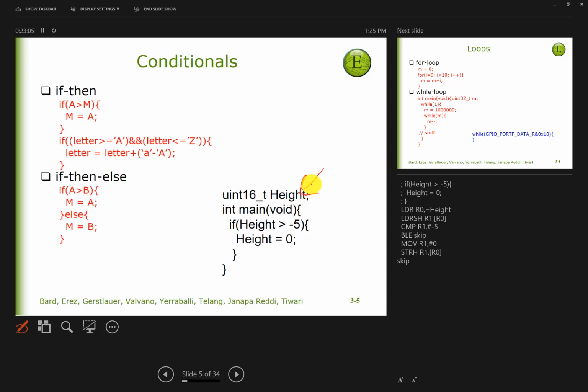So, for instance, if I want to do something or something else, I can use the if statement. The if statement takes, inside the if, a Boolean. So A greater than M, we're assuming A and M are variables of the same type. And if A is greater than M, it executes this. And if A is less than or equal to M, it skips it altogether.